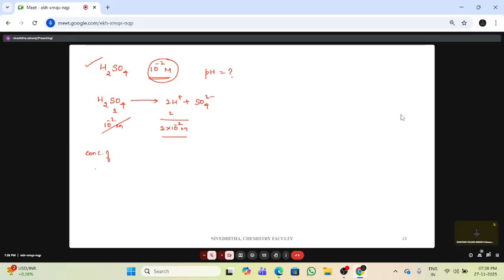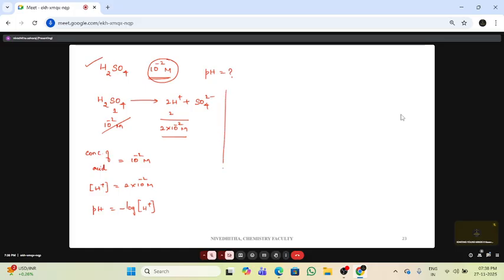So the concentration of acid here is 10 power minus 2 molarity. Since it is sulfuric acid, one sulfuric acid will give you 2 H plus ions, so the H plus ion concentration is 2 into 10 power minus 2 molarity. From this we're going to calculate pH. So what is the formula to calculate pH? Minus log of H plus ion concentration.